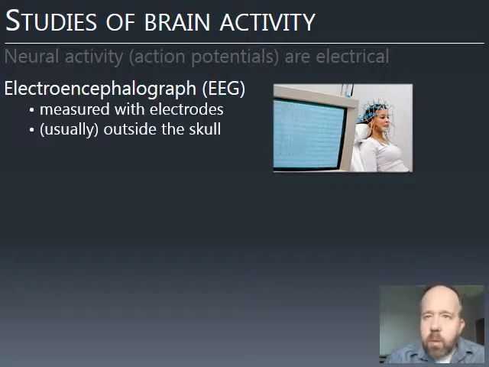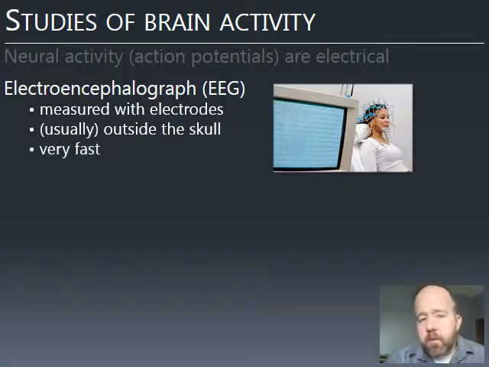There are sometimes patients in hospitals where, if you're trying to figure out where an epileptic seizure is starting, you will actually have EEG electrodes inside the skull, but that's relatively rare. Typically, they're placed on the scalp, and this sort of research is done in lots of psychological laboratories. It doesn't require a special patient.